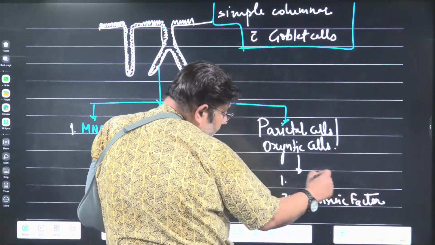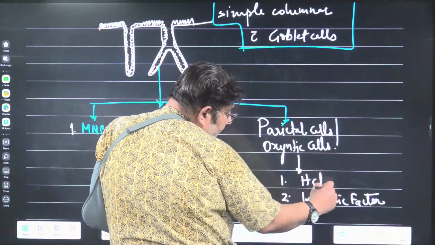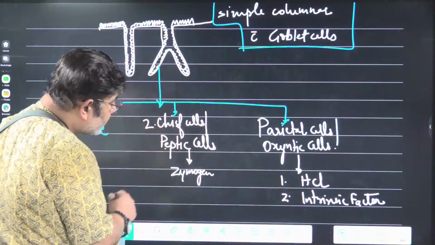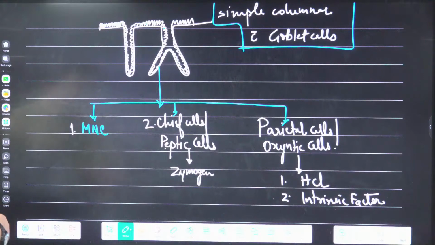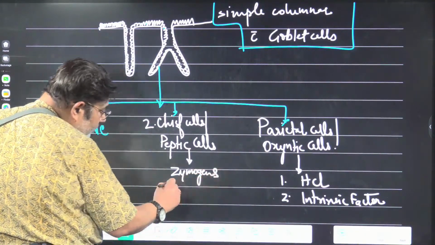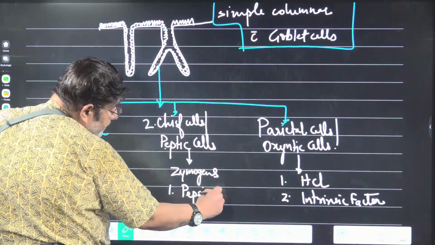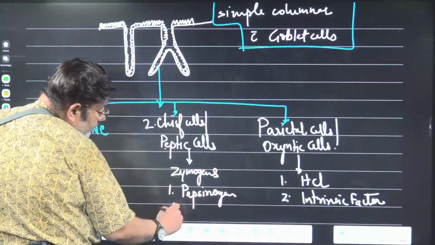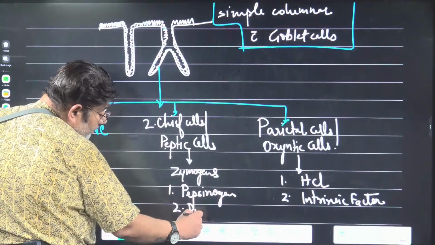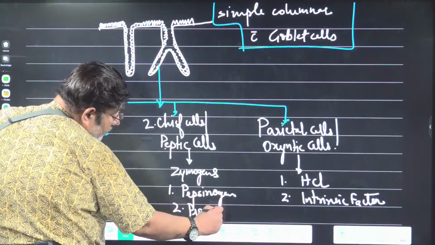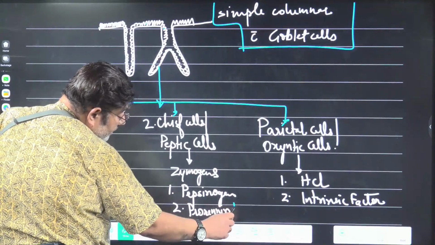Okay, so number one, hydrochloric acid, and number two, intrinsic factor. Chief cells or peptic cells produce zymogens. Two zymogens are produced here. Number one is pepsinogen, and number two, prorenin. Two zymogens are produced.